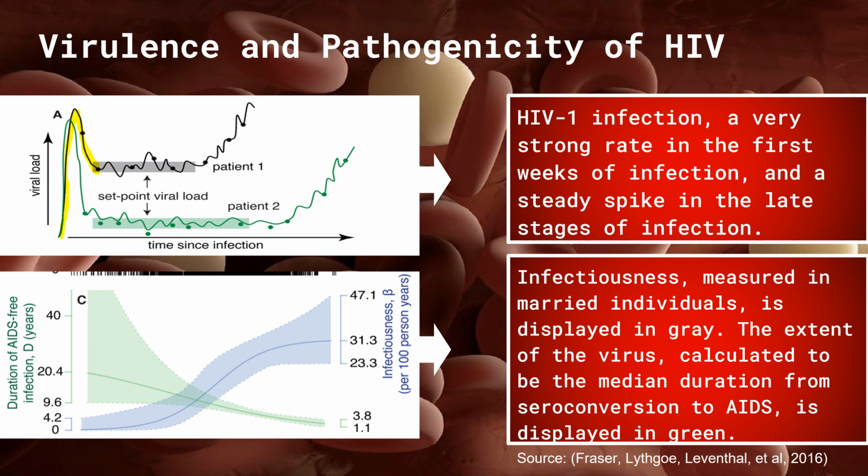Highlighted in yellow, the HIV-1 infection has a very strong rate in the first weeks of infection and a steady spike in the late stages of infection. Displayed in gray is the infectiousness measured in married individuals. The extent of the virus calculated to be the median duration from seroconversion to AIDS is displayed in green.